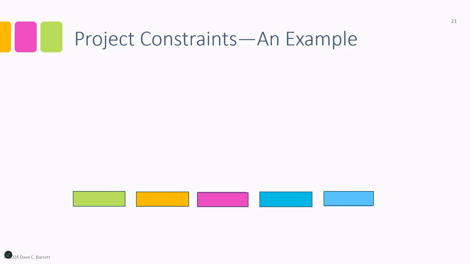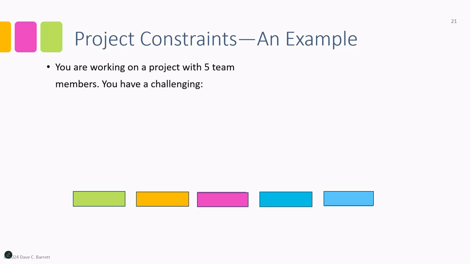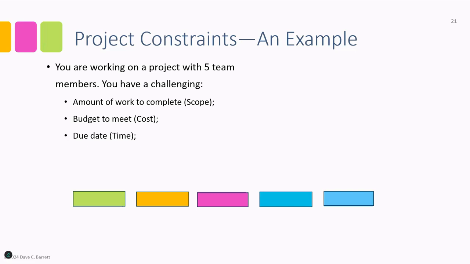So let's say in this instance, you are working on a project with 5 team members, and you're near the start of the project, and you have a challenging amount of work to complete. So that's the scope. You have a challenging but achievable budget that you need to meet. That's the cost. You have a due date that you feel is challenging but doable. You have a desired performance level, which is the quality. And you have the desire for few or no problems. That's been expressed by the project sponsor. So that's the risk constraint. And as well, the 5 team members is the resource constraint that you are operating within.